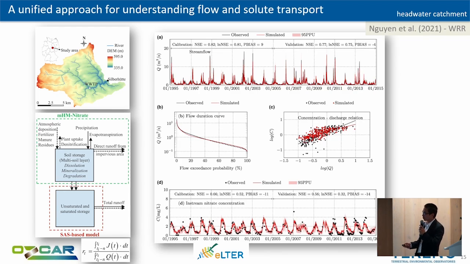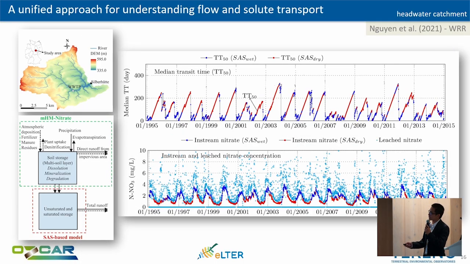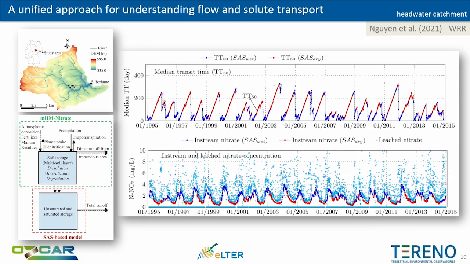We calibrated the model for stream flow at the catchment outlet here, and in-stream nitrate concentration also at the catchment outlet. Then we try to explain the in-stream nitrate concentration using the transit time. For example, here showing the transit time, you can see the clear seasonal variability in the transit time of discharge in this catchment. During high flow, we have very short transit time, indicating that water from this period is mainly from the shallow flow path with fast transit time.